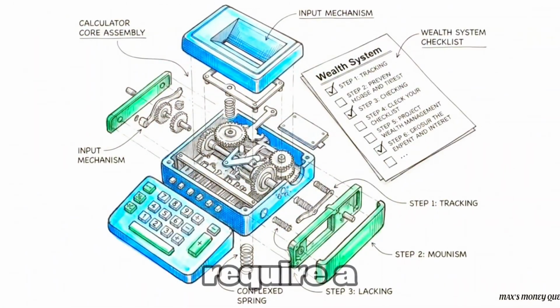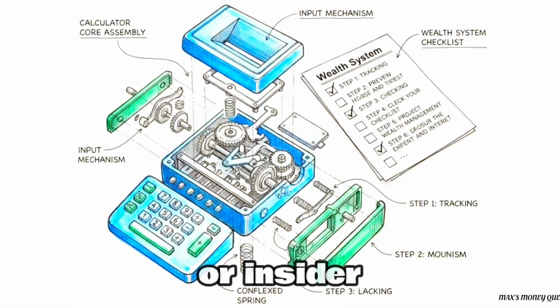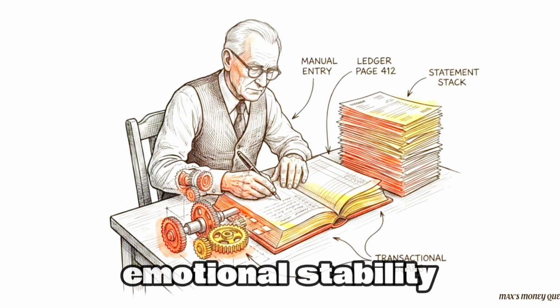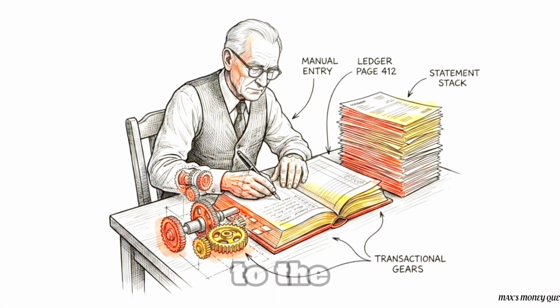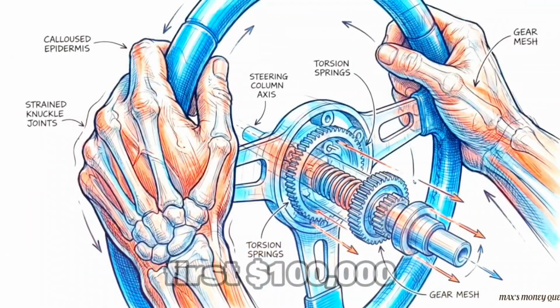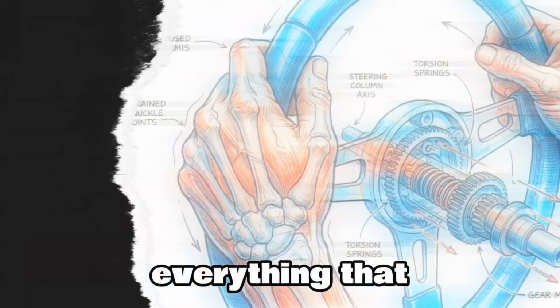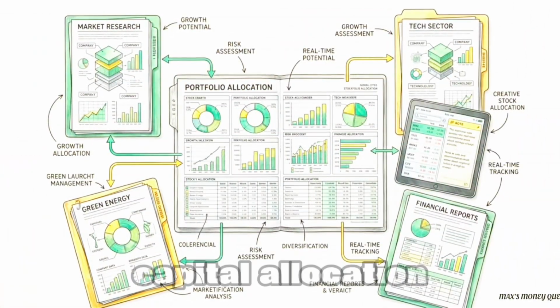None of these steps require a genius-level intellect or insider market knowledge. They require relentless discipline, emotional stability, and an uncompromising adherence to the formula. Earning your first $100,000 is the ultimate test of your human capital. Everything that follows is the ultimate test of your capital allocation.